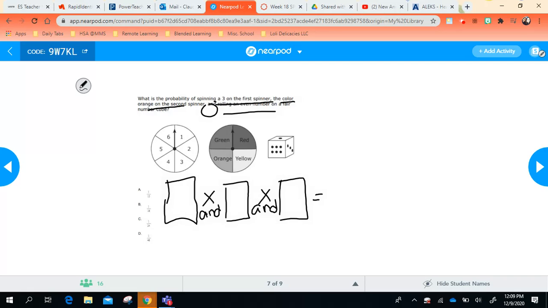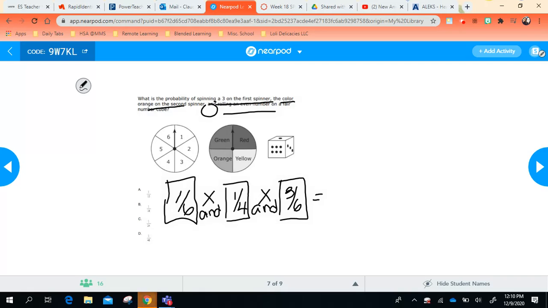What is the probability of spinning a 3 on my first spinner? 1/6. Very good. What is the probability of spinning orange on my second spinner? 1/4. Perfect. And what is the probability of getting an even number on my number cube? How many even numbers are on a number cube? 3 out of? Perfect. So now we multiply across.